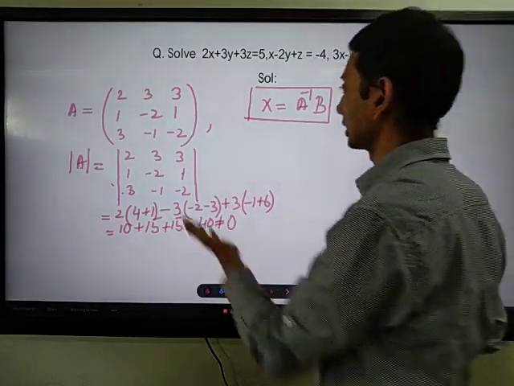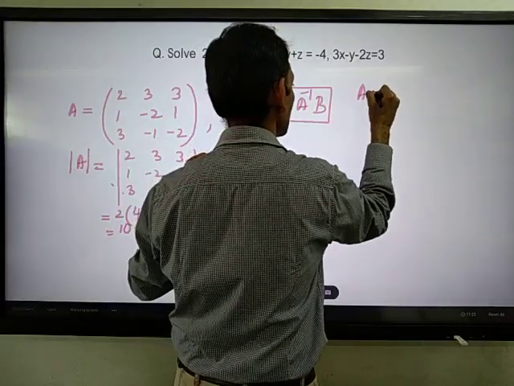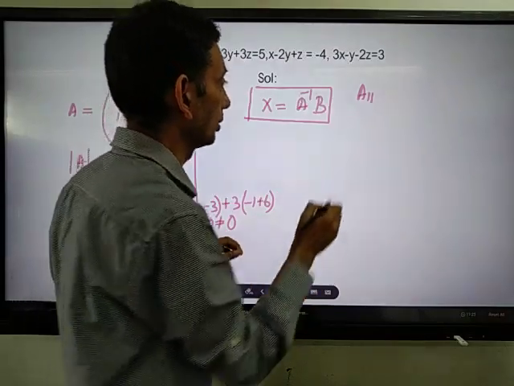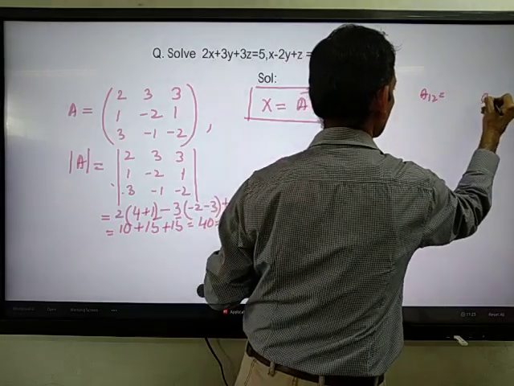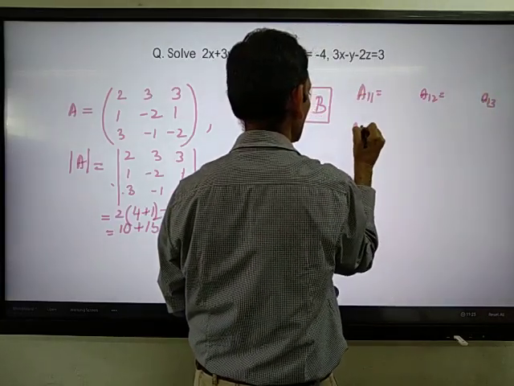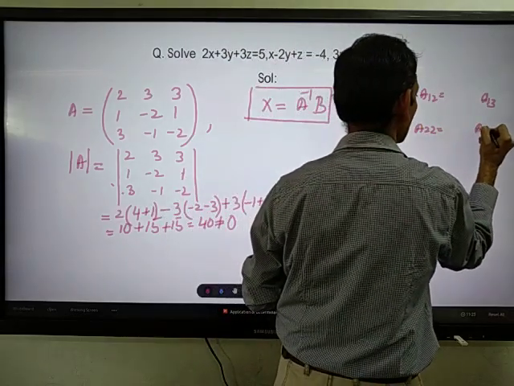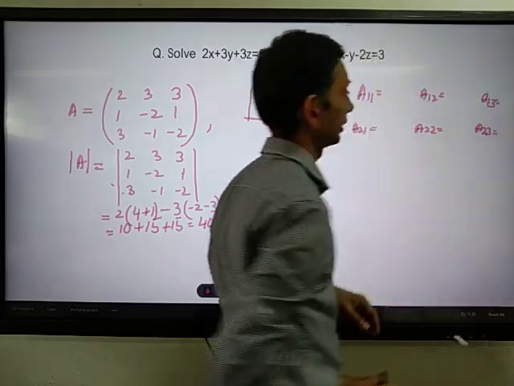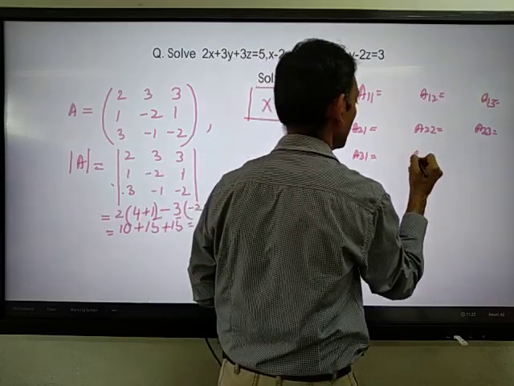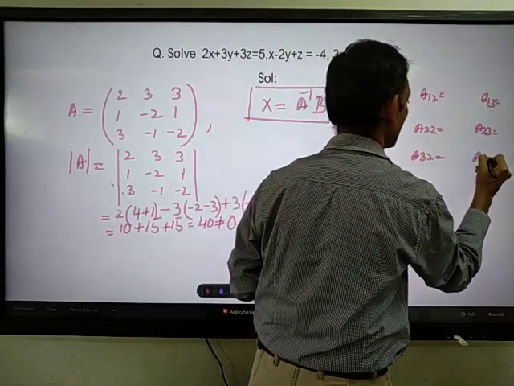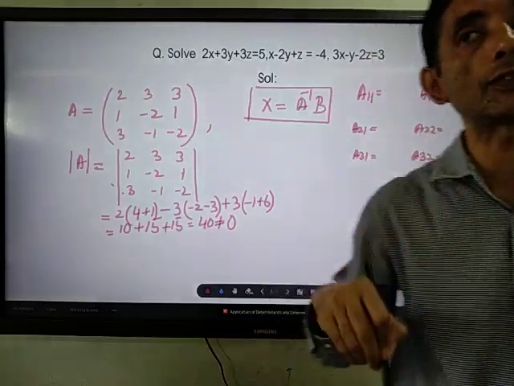Okay. So we'll first calculate the cofactor of all the 9 elements. Cofactors are always denoted by capital A. So we'll calculate A11 and A12, A13, then A21, A22, A23. We'll calculate the cofactors. Then A31, A32, A33. So this is one method where we are separately finding the cofactor of each and every element.